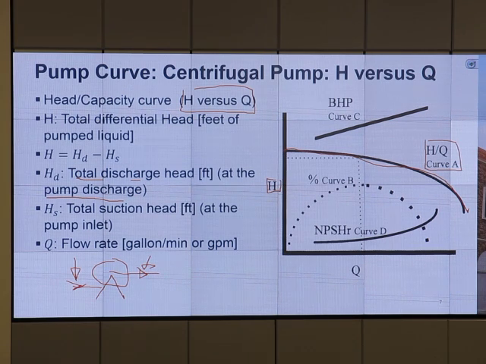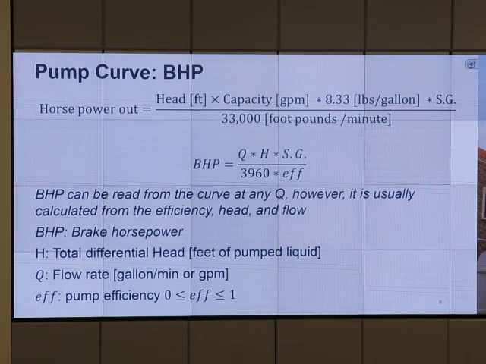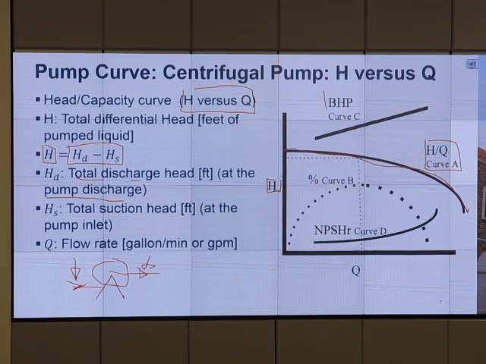Q is the flow rate that we have, and we have the total differential, delta H. That H equals HD minus HS. So the pump will increase the head pressure. It doesn't like to pull, but it's good at pushing. You know that, right? We will show that on the NPSH curve, curve B. The next one is the brake horsepower curve, curve C.